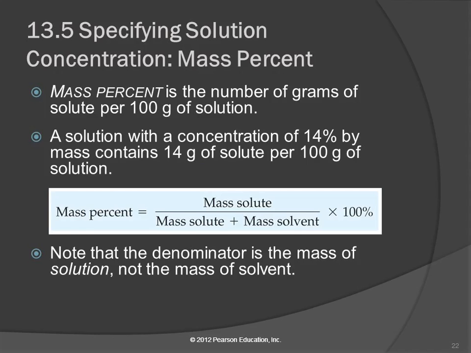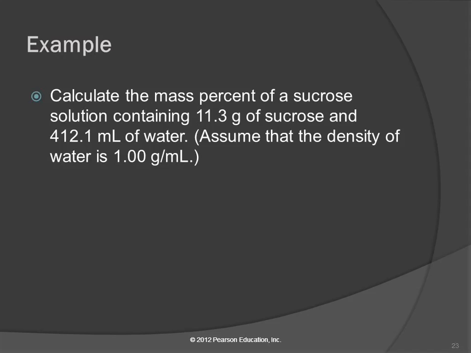And mass percent is a very convenient concentration. It's used a lot in medicine and technical fields. It's not used as much in chemistry. Calculate the mass percent of a sucrose solution containing 11.3 grams of sucrose and 412.1 milliliters of water. Assume that the density of water is 1 gram per milliliter.